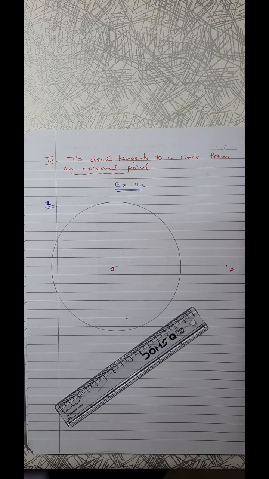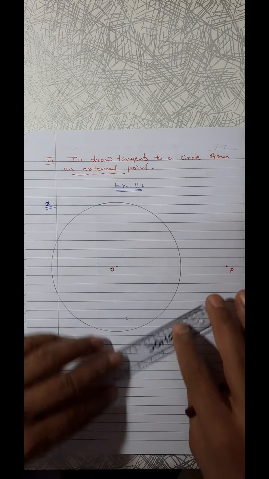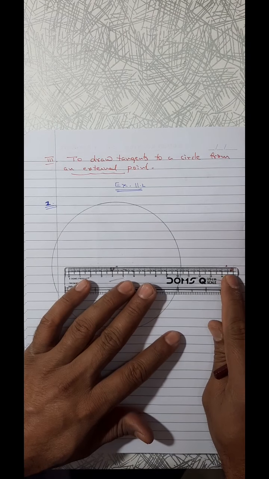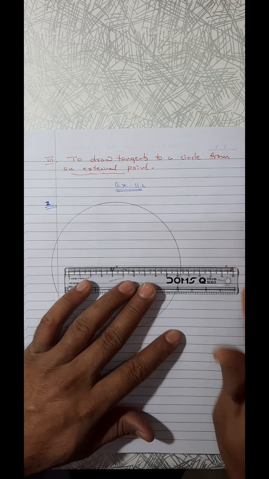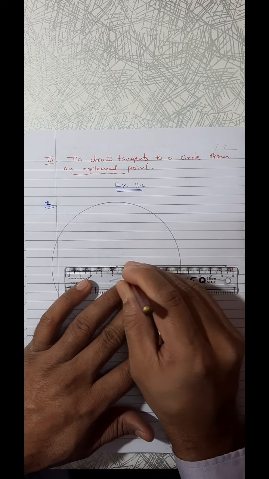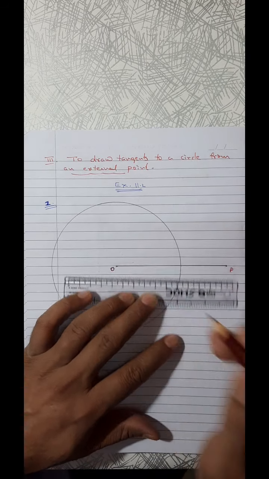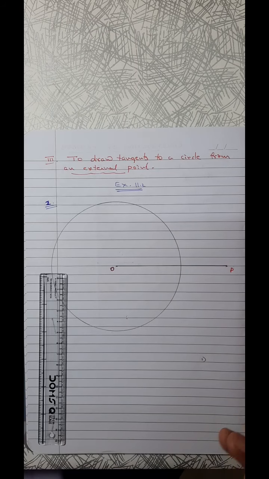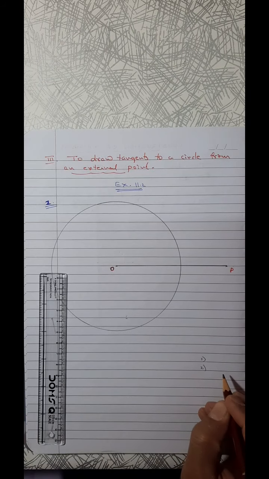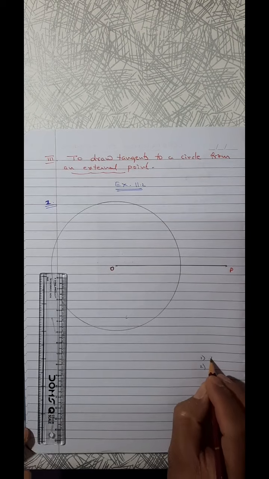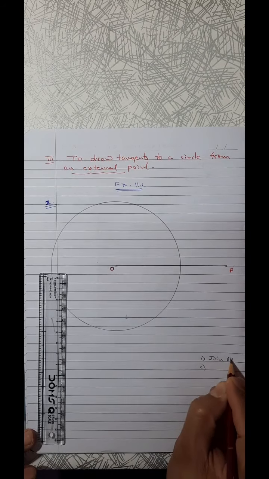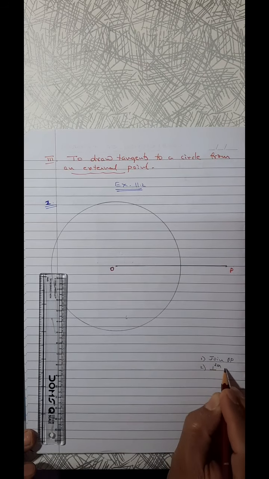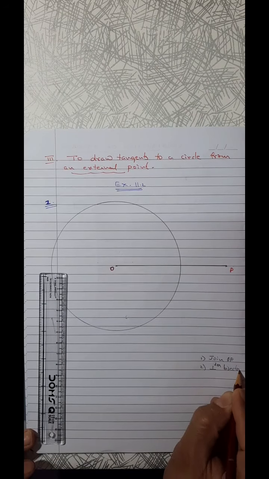Now what is the procedure? The first step is join this point with the center. Join it down. After joining, second step, draw perpendicular bisector of OP. So first step is to join center with the point. Second step is perpendicular bisector of OP.